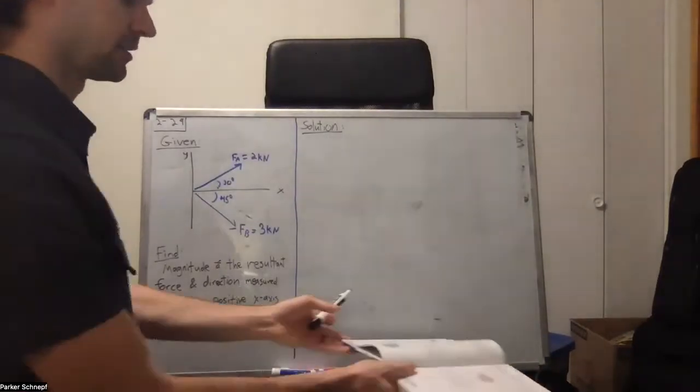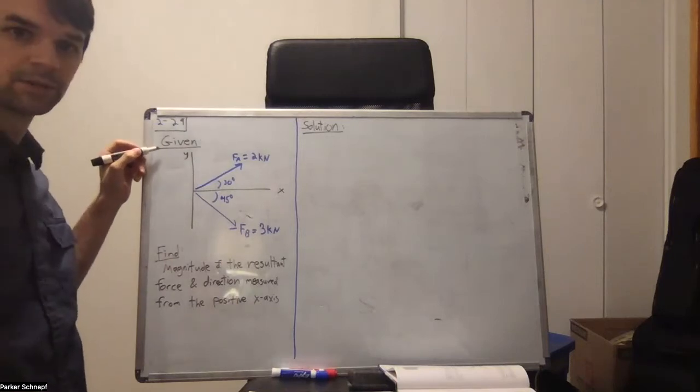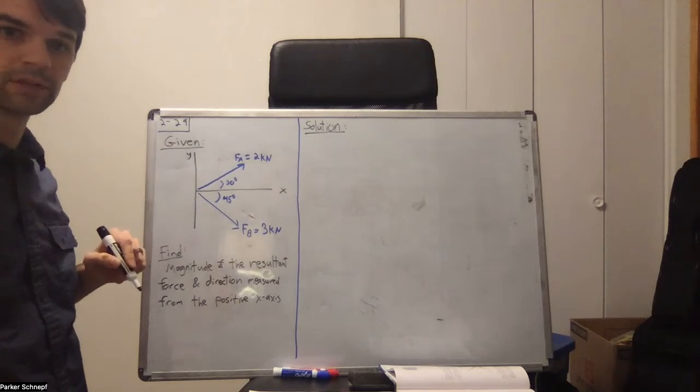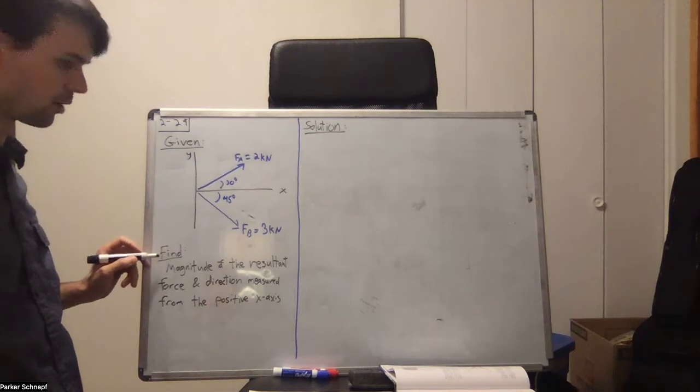And part of the good formatting, one of the key things we look for is that there is a given section where you clearly state what information is given. You include any diagrams that may be included or pertinent. And then there's a find section where you just state what you are actually trying to find.